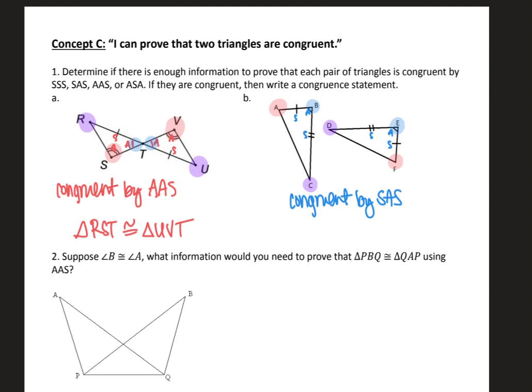So now we can write our congruent statement. I'm going to say ABC is congruent to... I went red, blue, purple, so I need to go red, blue, purple. So it's going to be FED.